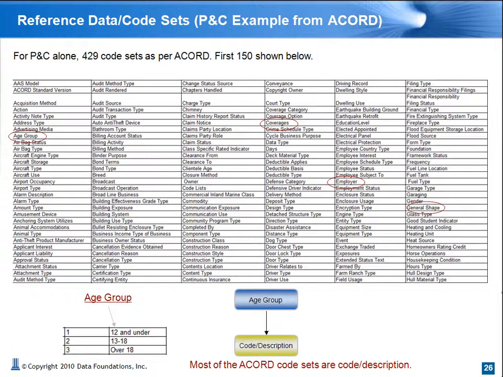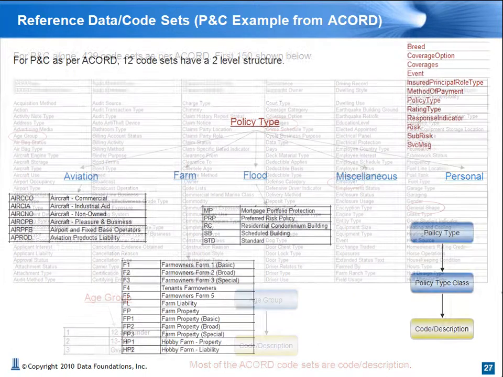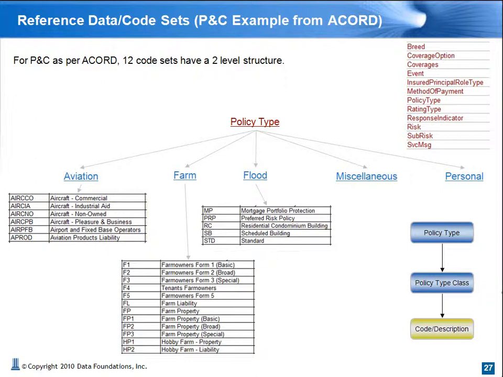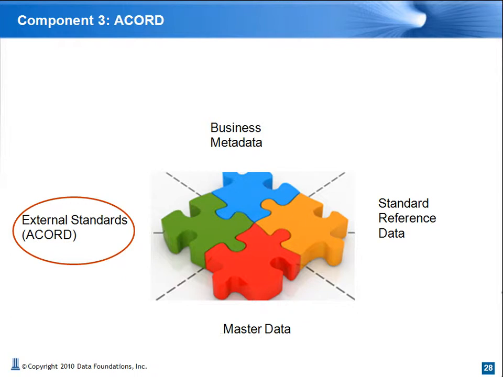In any case, most of the ACORD code sets are code description, with a few exceptions. 12 exceptions, actually, that employ two levels. The reason being, if we take policy type, for example, we need another descriptive level, as a calamity caused by flood is not the same as calamity caused by fire. Now let's talk about the integration of ACORD as an external standard.